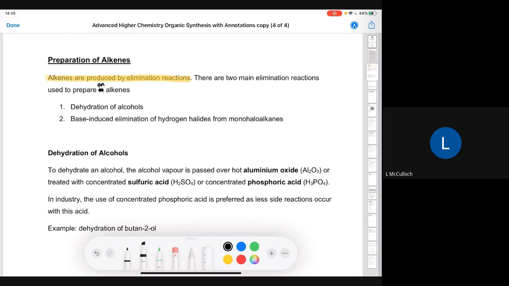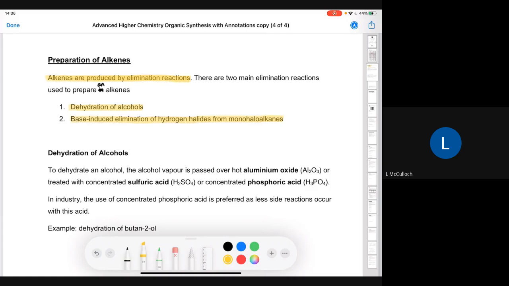The two reactions that we use are dehydration of alcohols and something called a base-induced elimination of a hydrogen halide from a monohaloalkane. Now, at the moment, that sentence probably doesn't seem to make an awful lot of sense. There's a lot of words, and we don't necessarily know what a lot of them are.